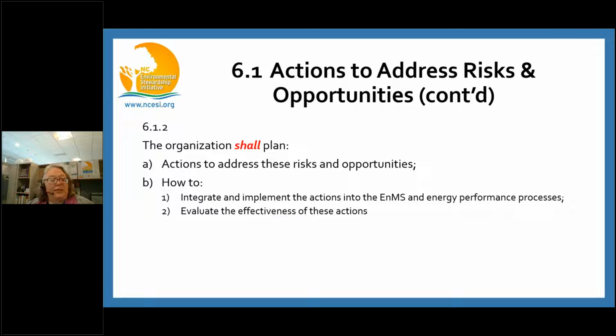The standard continues with the organization shall plan actions to address those risks and opportunities, and then how you're going to integrate and implement the actions into your ENMS and your energy performance processes, and also how you're going to evaluate the effectiveness of those actions. So basically what it says is if you're going to document something as a risk or an opportunity, then what can you do to mitigate that risk or take advantage of the opportunity? The standard requires actions to be planned for any risk or opportunity that you document, right? So basically, if you are saying that this is a risk or an opportunity that needs to be dealt with, then you need to figure out how you're going to deal with it.